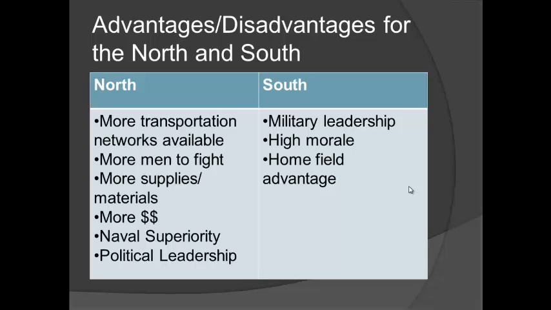Definitely. And let's jump over to the South really quick. We have military leadership. People like Robert E. Lee and Stonewall Jackson were very well known for being excellent military leaders. They had a high morale. They believed that they were fighting for an important cause. They also had home field advantage, that they knew the land better, and all they had to do was just keep the North from taking over. Basically, they just had to outlast the North in this war.